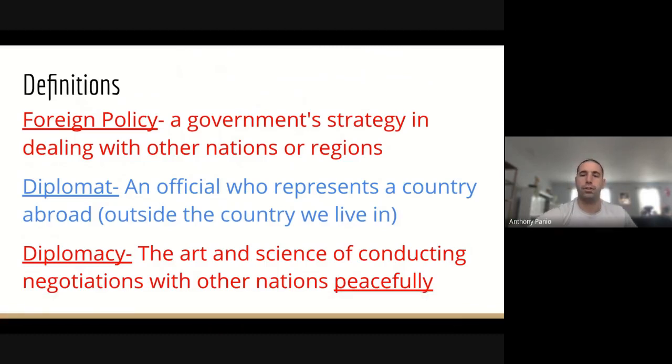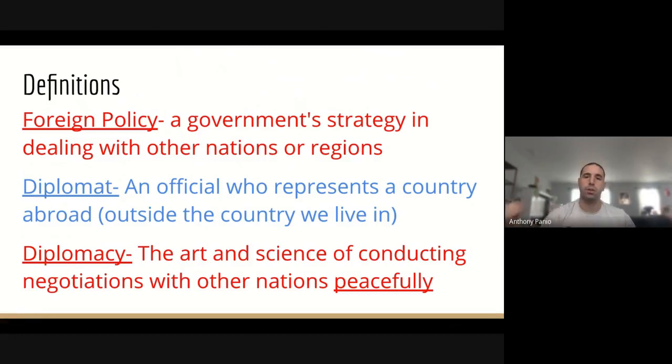We have known this word ever since George Washington's foreign policy of neutrality. So it should be basically this. Foreign policy is a government strategy in dealing with other nations or regions. And what you're going to notice is America continues to grow. All right, America is going to start to have a lot more foreign policies.